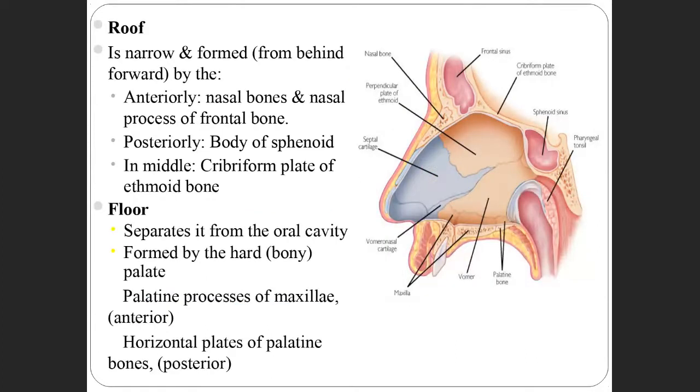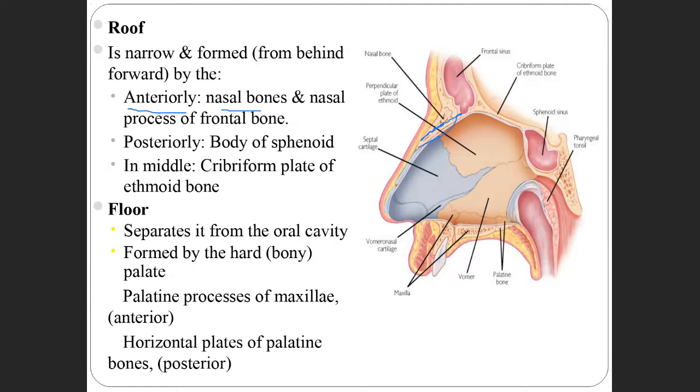Now, the roof is made up of what structure, and what are the structures forming the floor? The roof is made up, anteriorly, by the nasal bone. This is the roof here. From here it starts. So this is the nasal bone here.